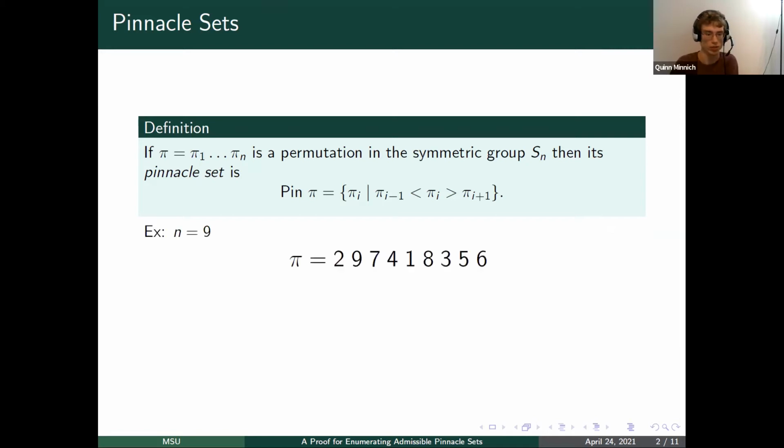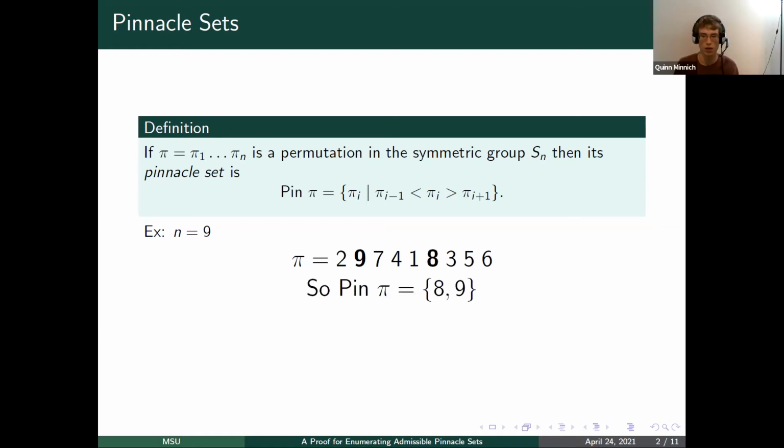So to make it concrete, let's do an example. Suppose we have this permutation. To find the pinnacle values, we look for all the values which are larger than the values surrounding them. In this case, the 9 and the 8 are those values, and that's the pinnacle set. Note that 6 is not included, even though it's larger than the 5. A number on the end of a permutation can never be a pinnacle because there's no number on the other side of it to make it smaller.